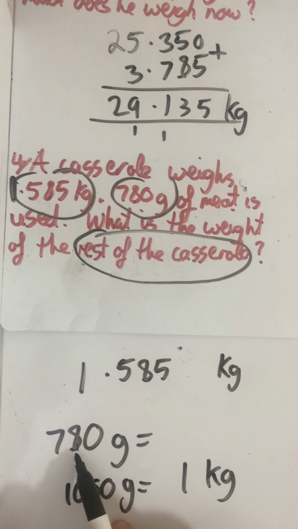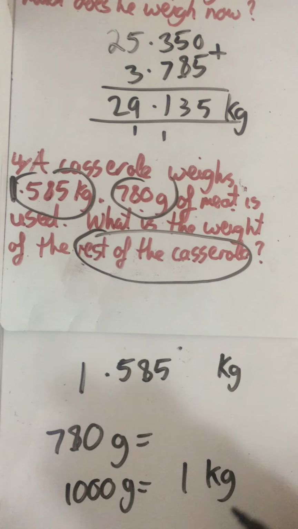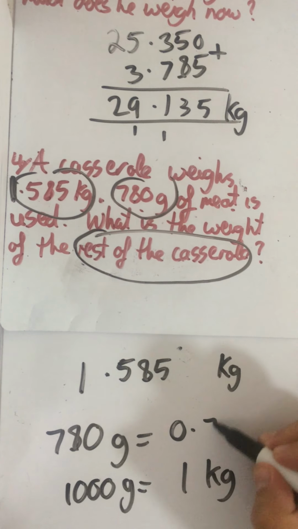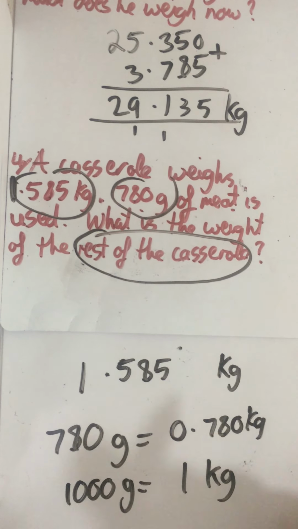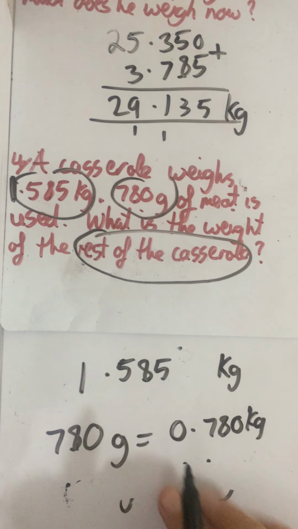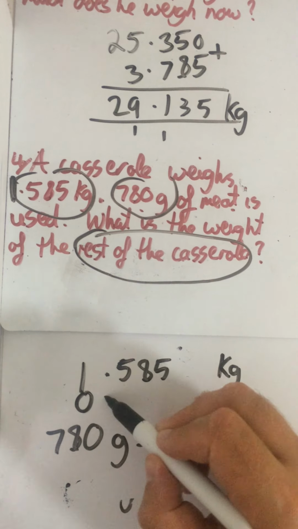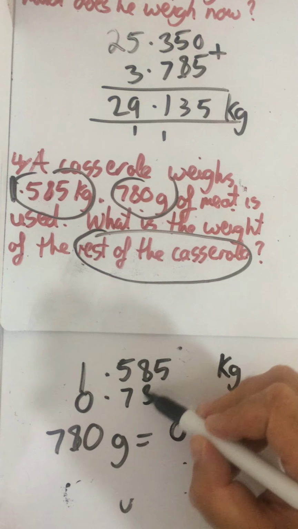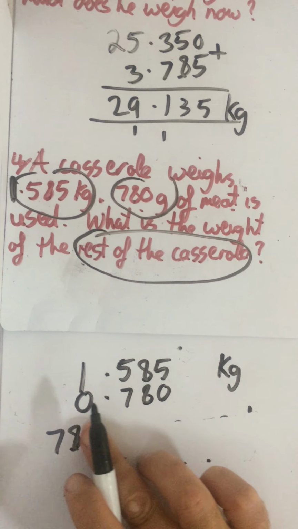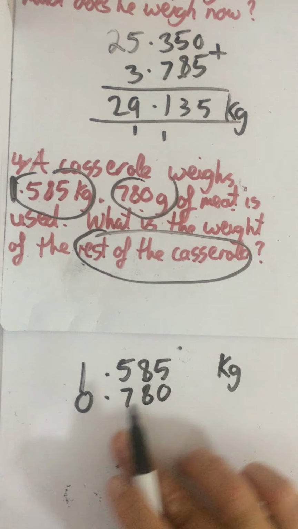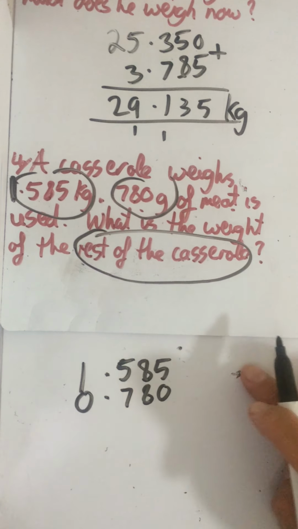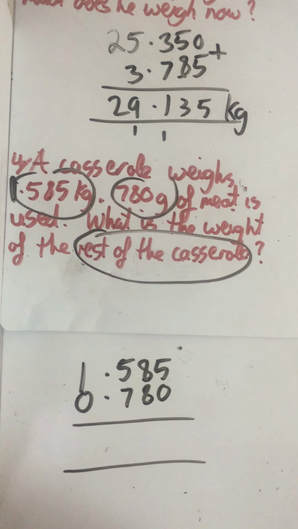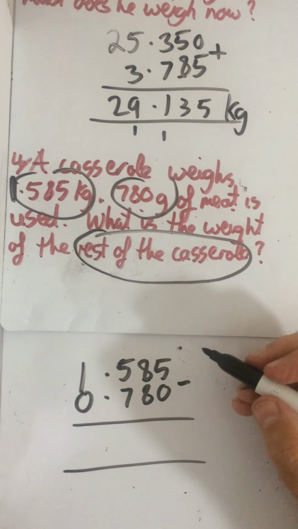So 780 is less than 1,000 grams, isn't it? So it's going to be 0.780 kilograms. So I'm going to put them both into kilograms. There aren't too many like this today, but there certainly will be as they get harder. We're going to do some more tomorrow. And as they get harder, we have to be far more careful with things like that. So these ones, it's a subtraction.